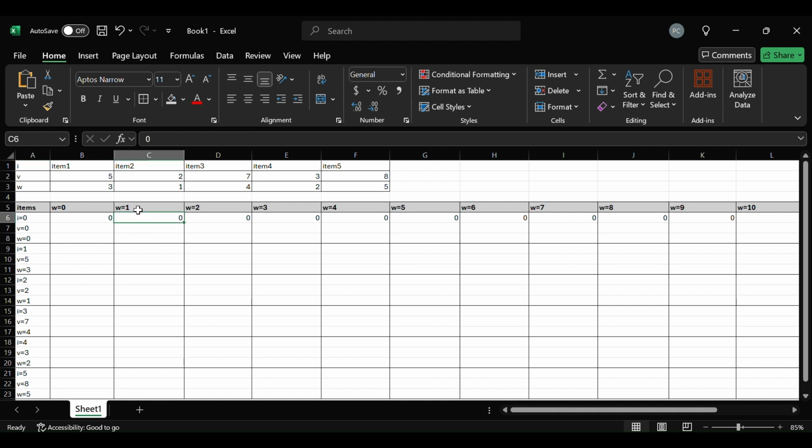Then we consider this block here, our weight limit is 1, and we still cannot place this item because it has a weight of 3. So here our value is 0, here our value is 0, and here for a weight limit of 2, we still cannot pick up this item since it has a weight of 3. So here it will be 0.